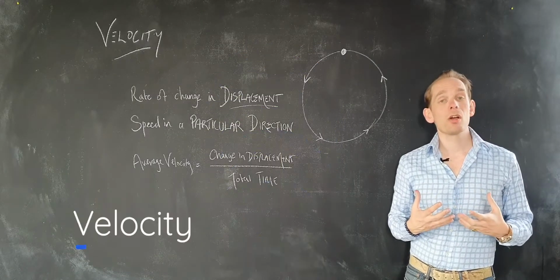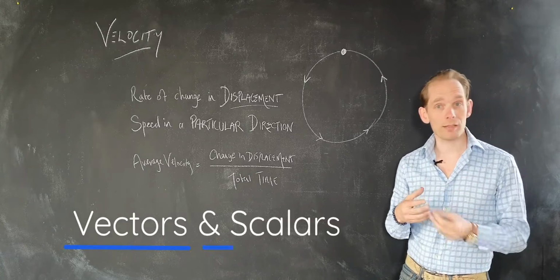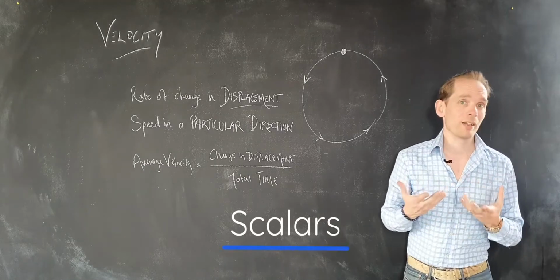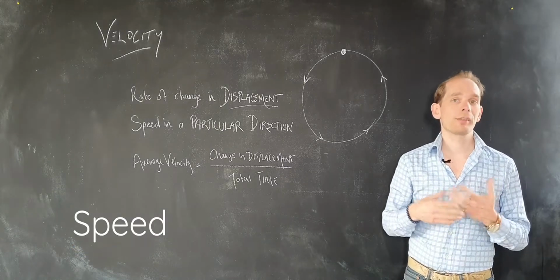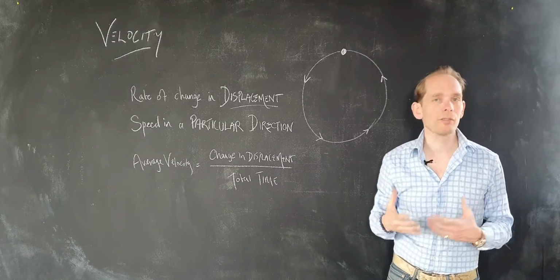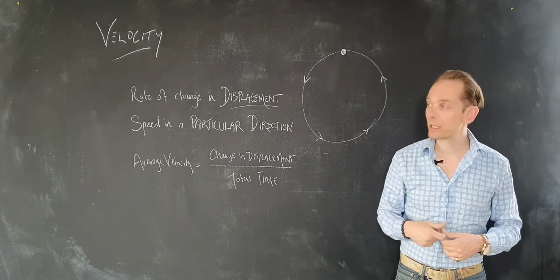So this is a quick video about velocity and its definition. First of all, we need to talk about vectors and scalars. So the scalar quantity for movement is speed. That's telling you how fast you're moving, but it doesn't really care about direction. So speed is what you normally think about when you think about how fast you're going in a car.